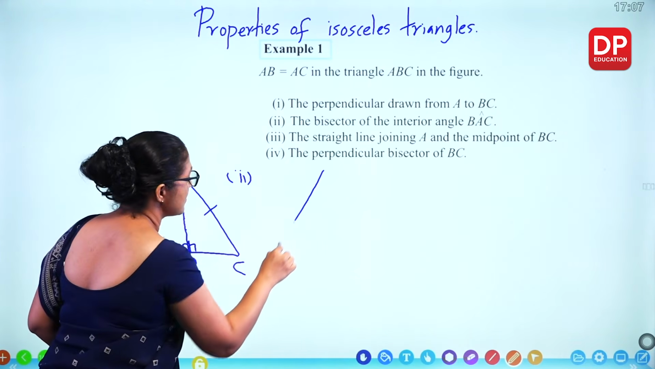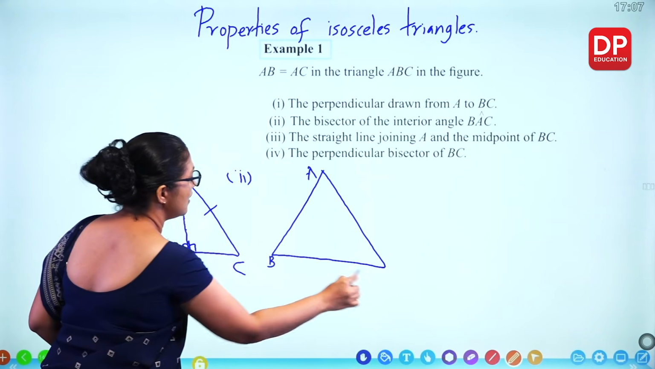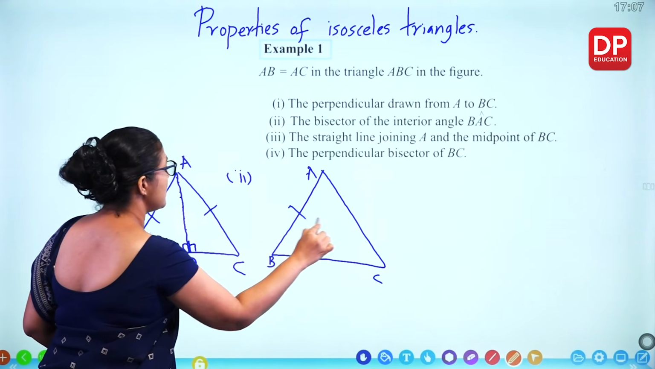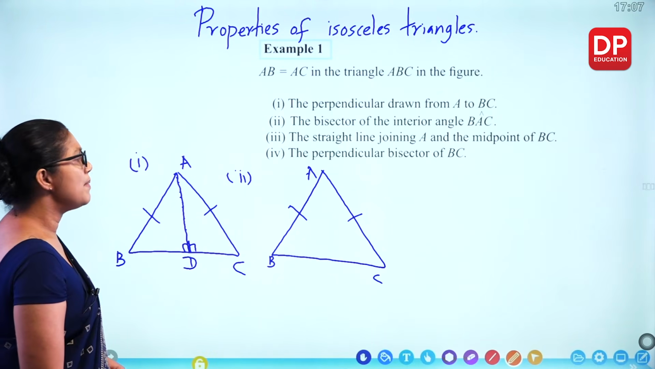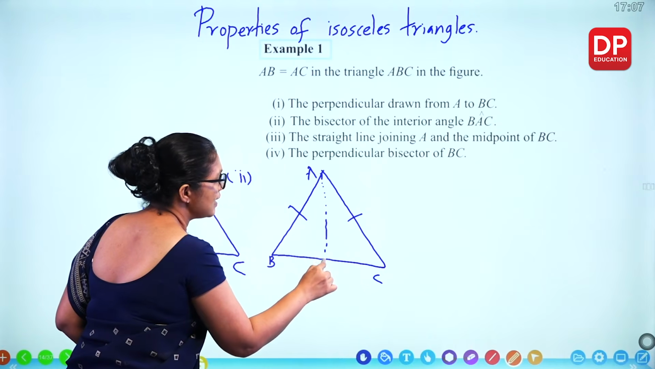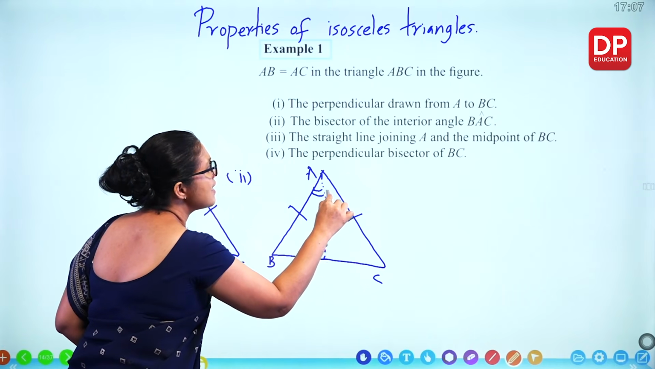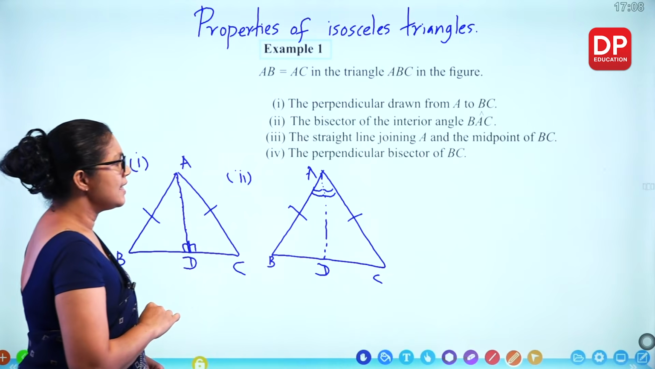Part 2 says, if you get triangle ABC, AB equals AC, the bisector of the interior angle BAC. So BAC, when you take the bisector, this angle is equal to this angle. So we'll take AD again.